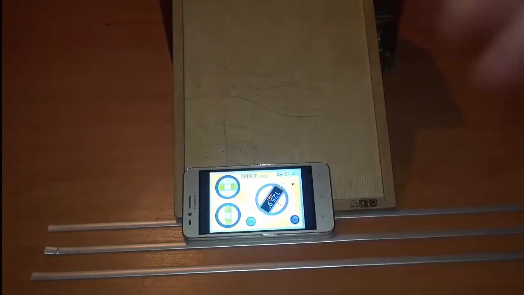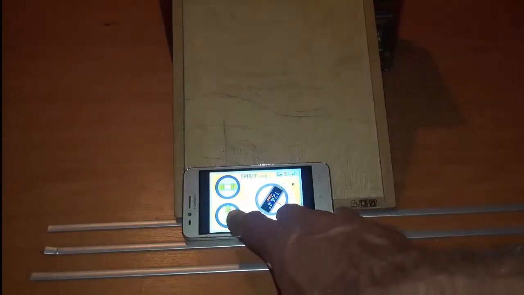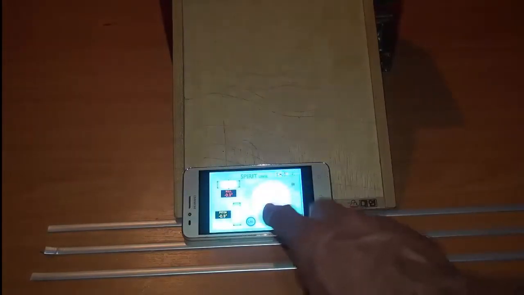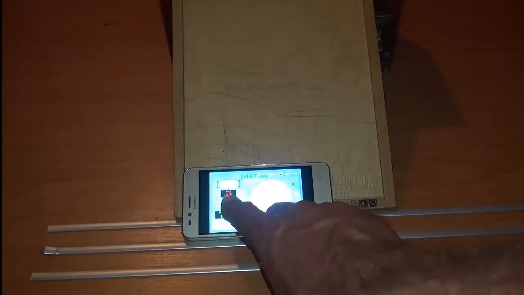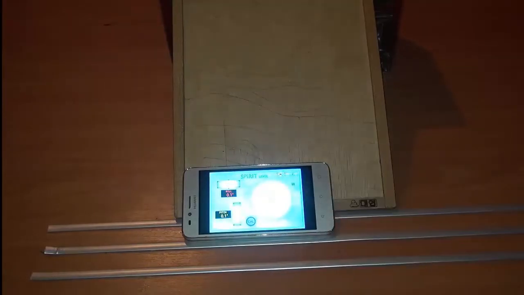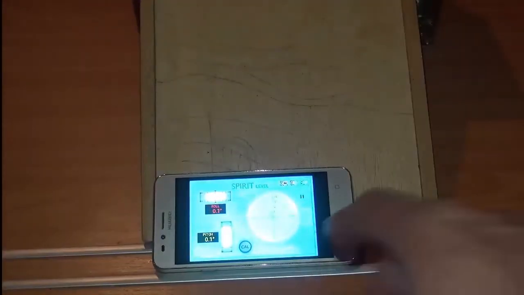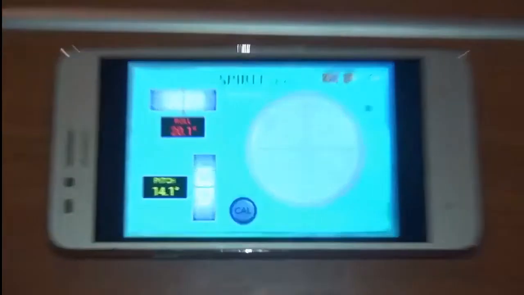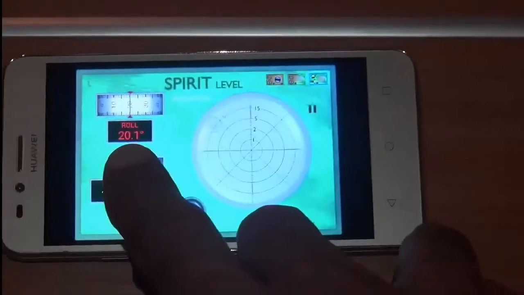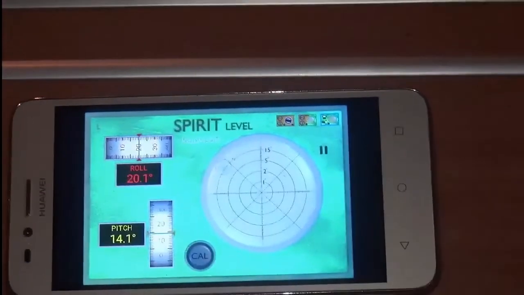You see, we know it's on a slope, but this is in the middle and this is in the middle, and on this one the bubble is in the middle. It's showing a roll of 0.12 and a pitch of 0.1 or 0.2. Okay, so it now believes that this is level, and when we put it on the flat table, it believes that there's the bubble over there, and the roll is 20 and the pitch is 14 degrees.